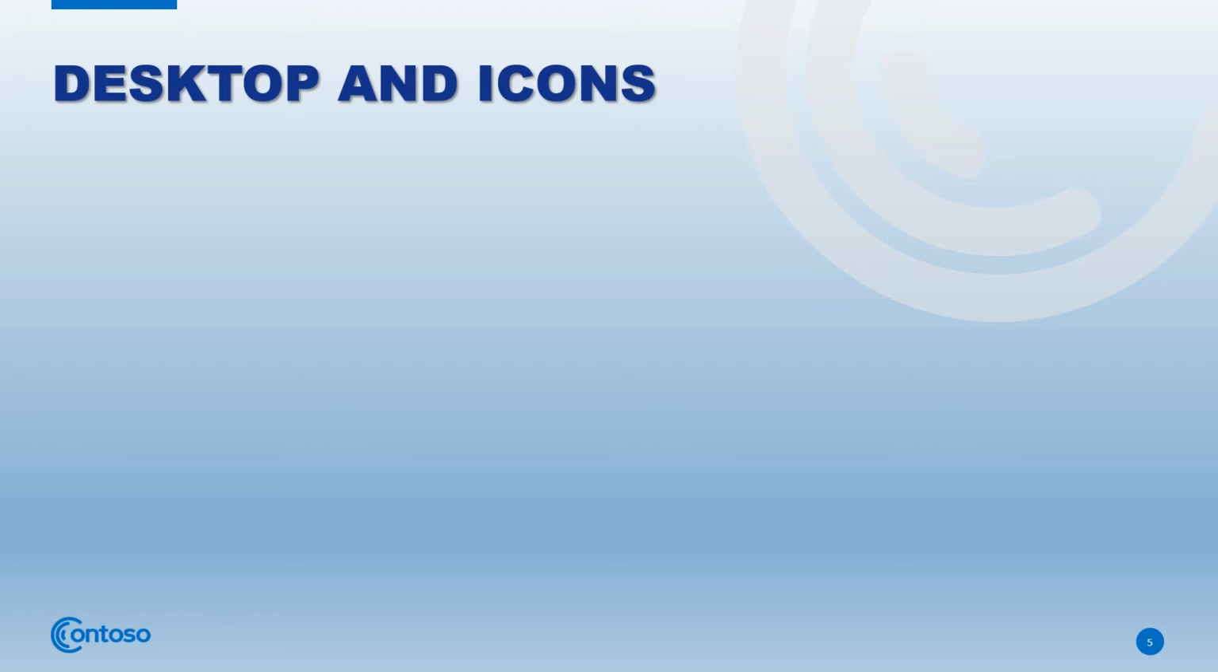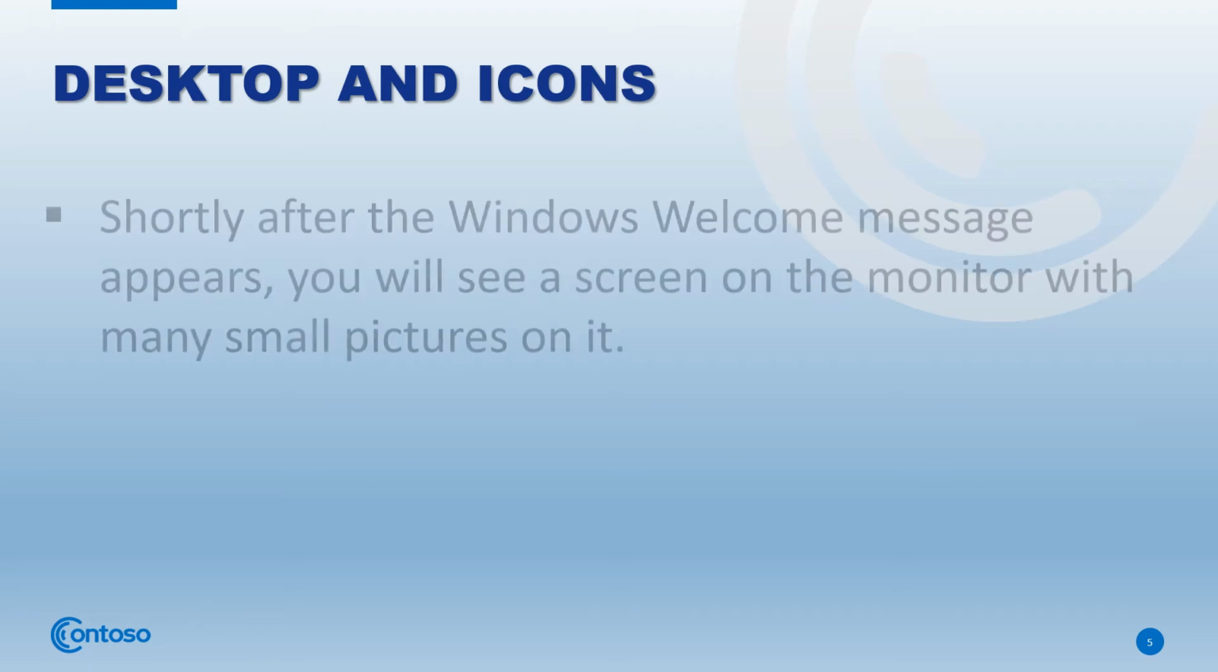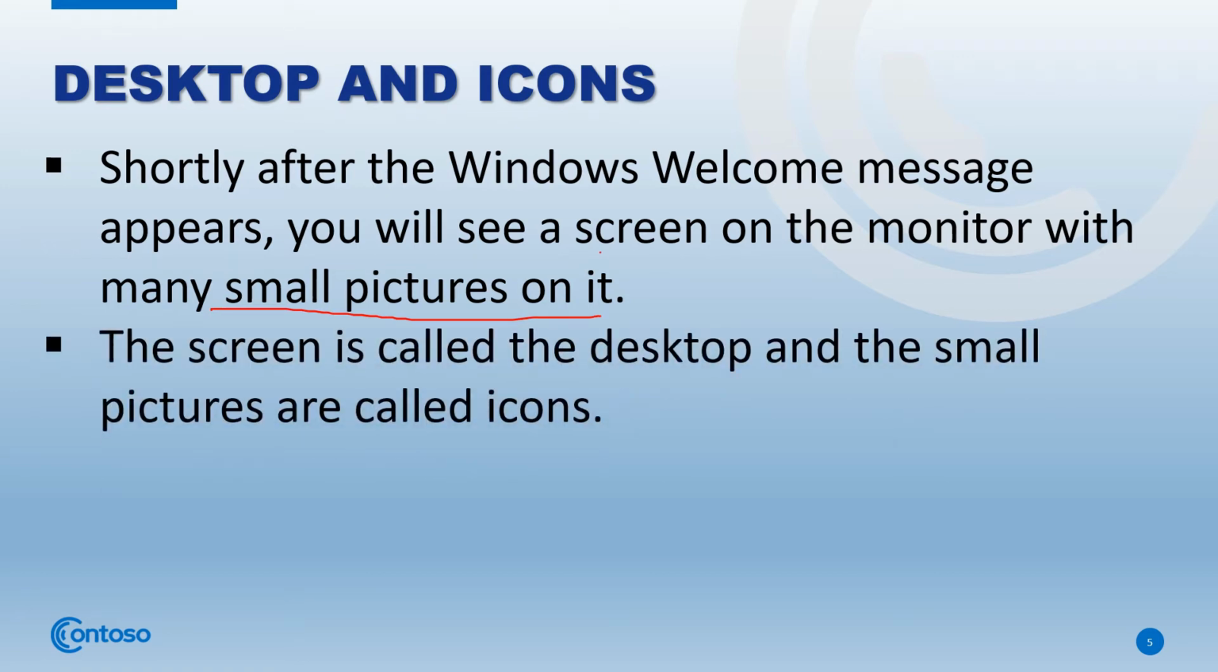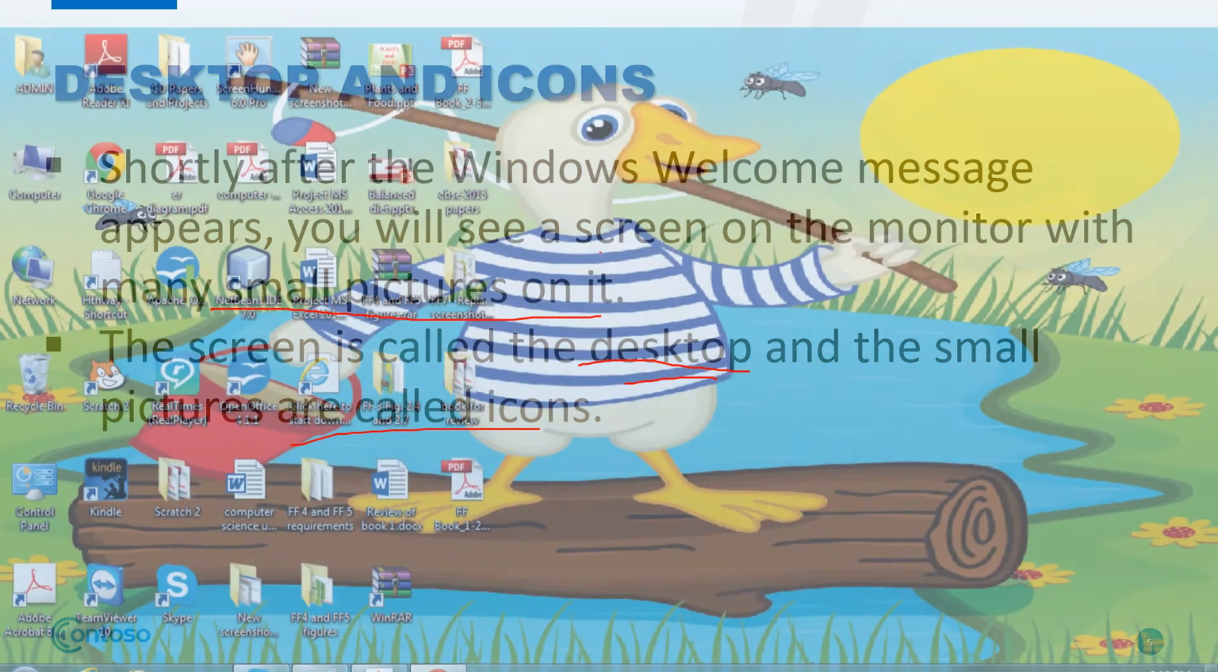See, after the booting process, you can see some pictures on the monitor, right? So let's see about the desktop and what icons we'll see. After the Windows welcome message appears, you will see a screen on the monitor with many small pictures on it. These small pictures are called icons and the screen is called desktop. This one we have already learned in the lower classes, right? What is desktop and icons? The first screen that appears after the booting process is called the desktop, and the small pictures you see on the desktop are called icons.